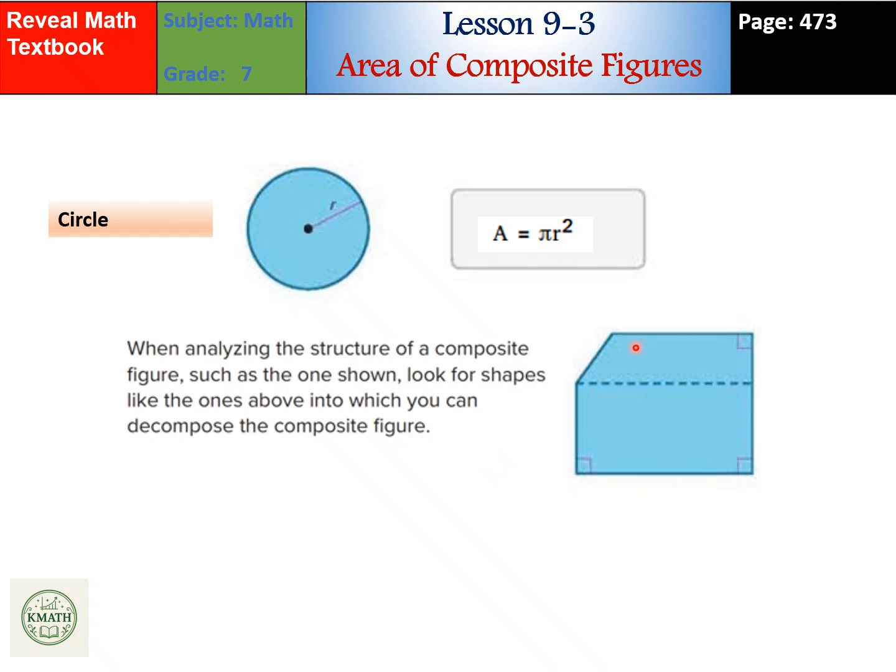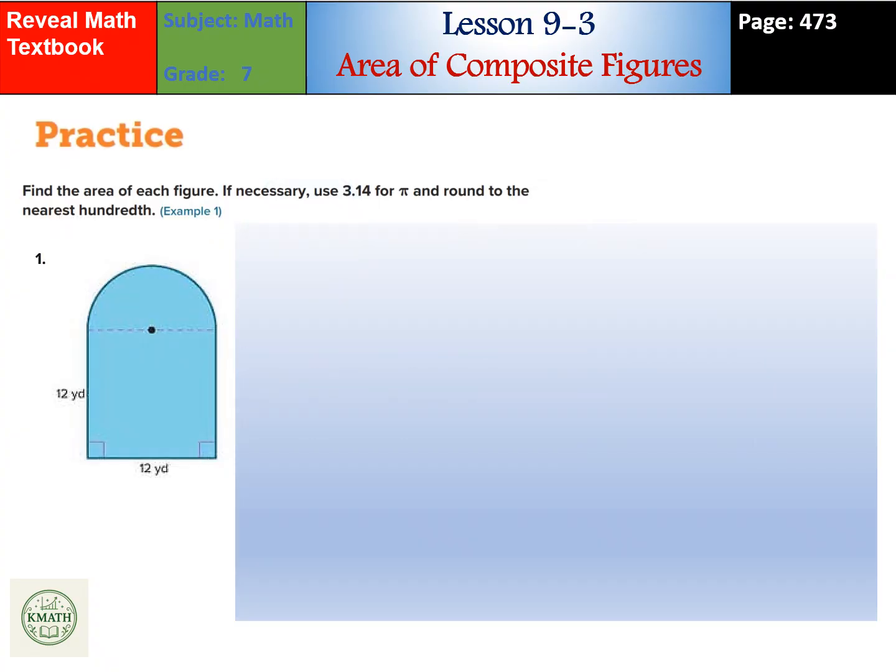This is an example of a composite figure. Here you can see the down part is a rectangle. We know the formula to find the area of a rectangle is length times width. The top is a trapezoid. Here we will add the two bases, multiply by height, and then divide by 2. Find the area of each figure.